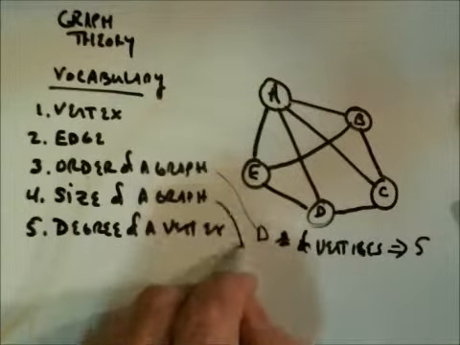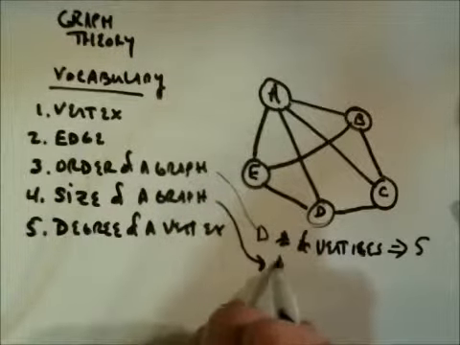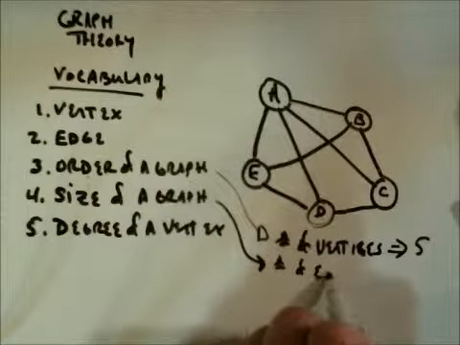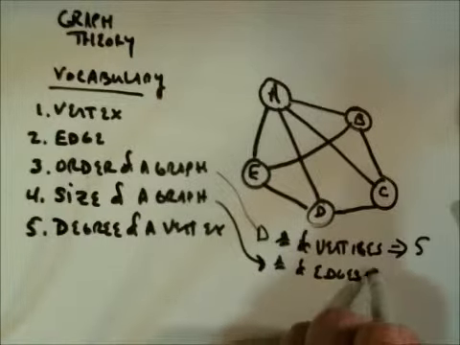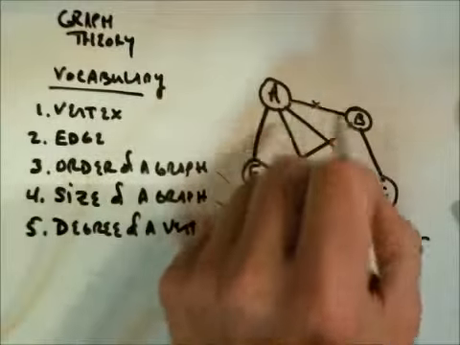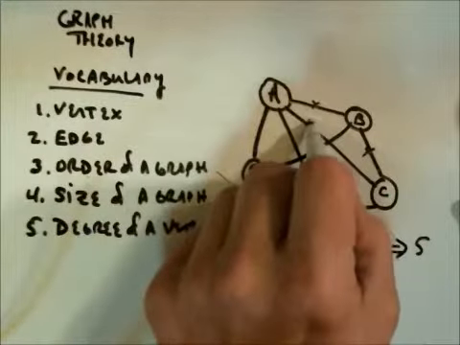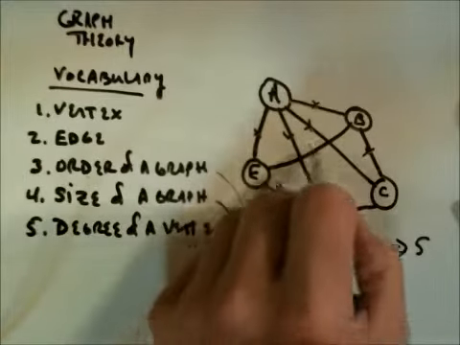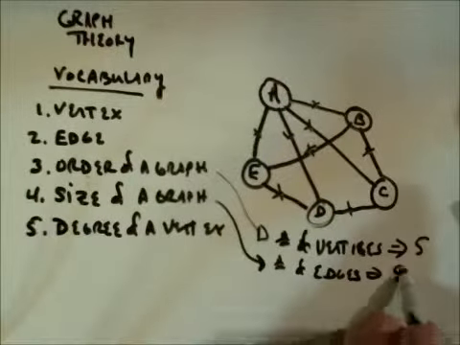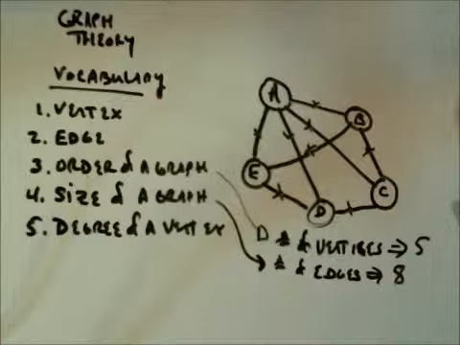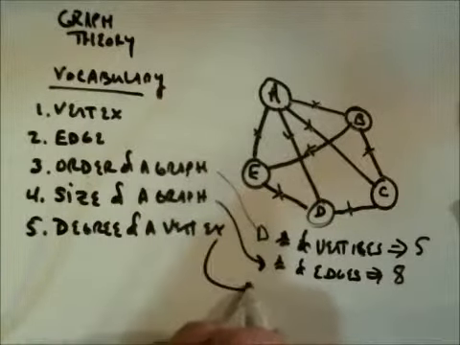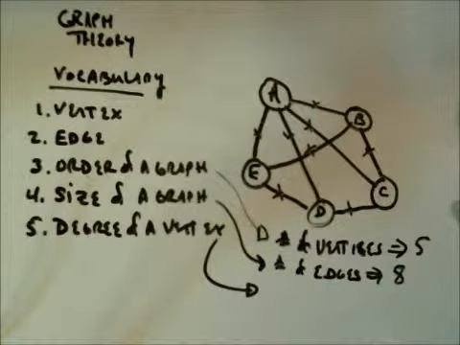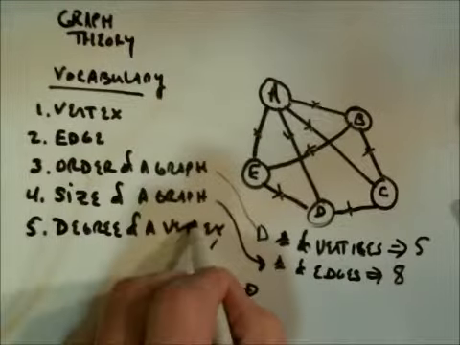The size of the graph is the number of edges in the graph. In this case, if I were to count them, 1, 2, 3, 4, 5, 6, 7, and 8 edges. The size of this graph is 8. There are 8 edges.